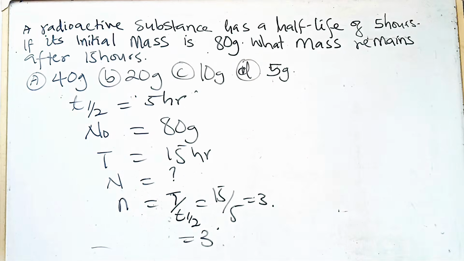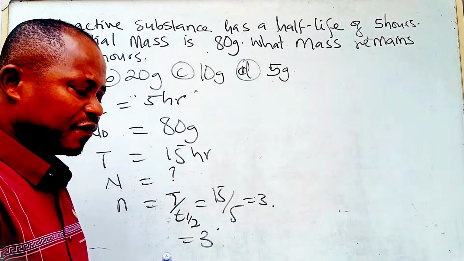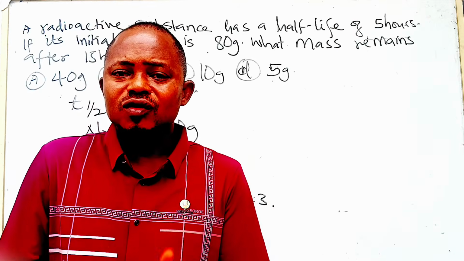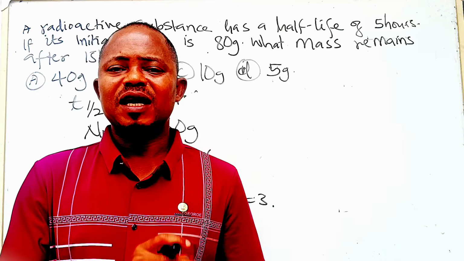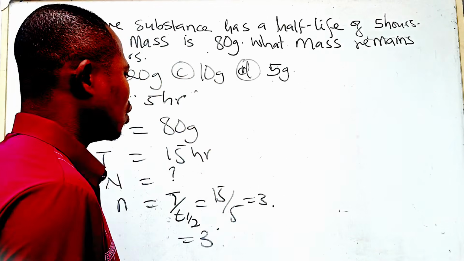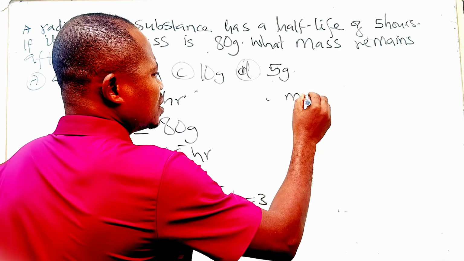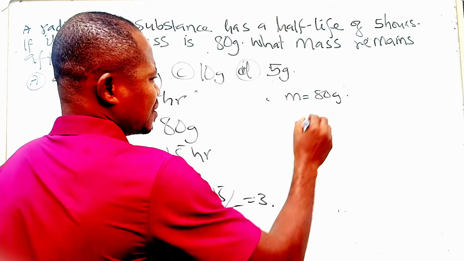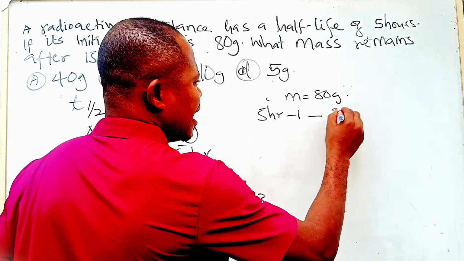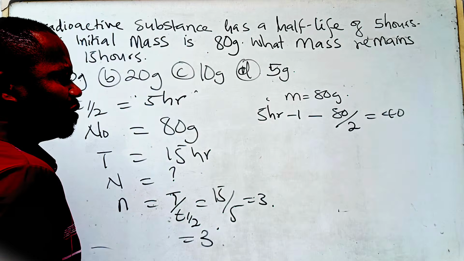Now, if there are 3 half-lives, remember half-life is the time taken for the given mass of substance, or the given quantity of substance, to decompose by half. So if we have a half-life of 5, and the mass given is 80 grams, it means that after 5 hours, that is our first half-life, 80 will decompose by half, and we're going to have 40 grams left.